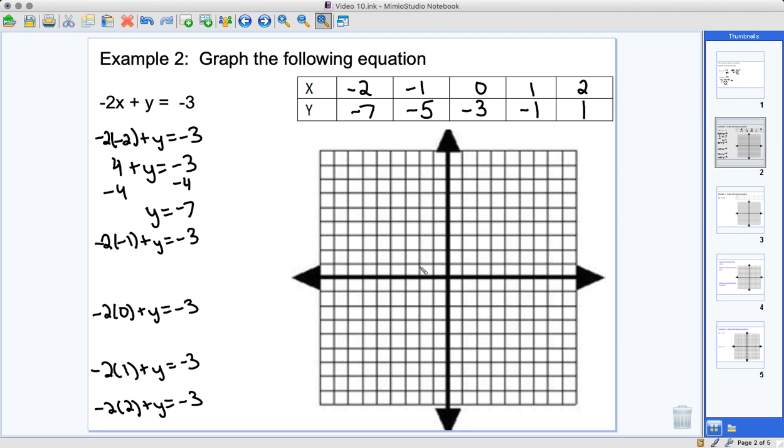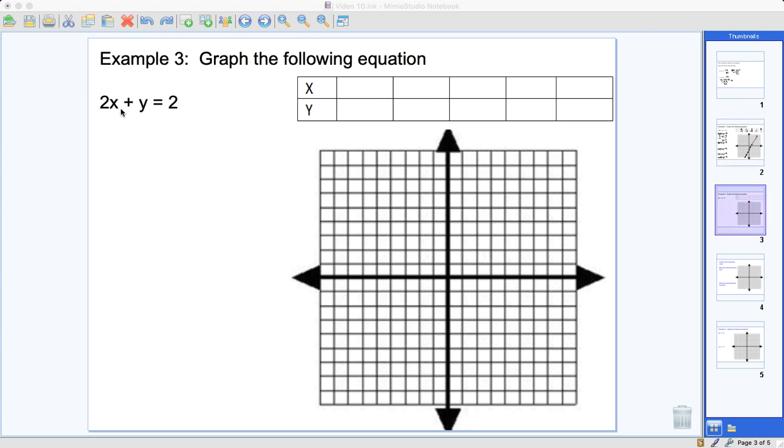Take your points and plot them. So -2, -7. -1, -5. 0, -3, 1, -1, 2, 1. Okay, now before, when we had a restricted domain, okay, where it actually gave us the domain values, we didn't connect our points. Okay, now we are going to connect our points. Okay, not grading you on the perfectness of your straight lines. Okay, I'm more worried about, do you have the right values and did you plot the correct points?